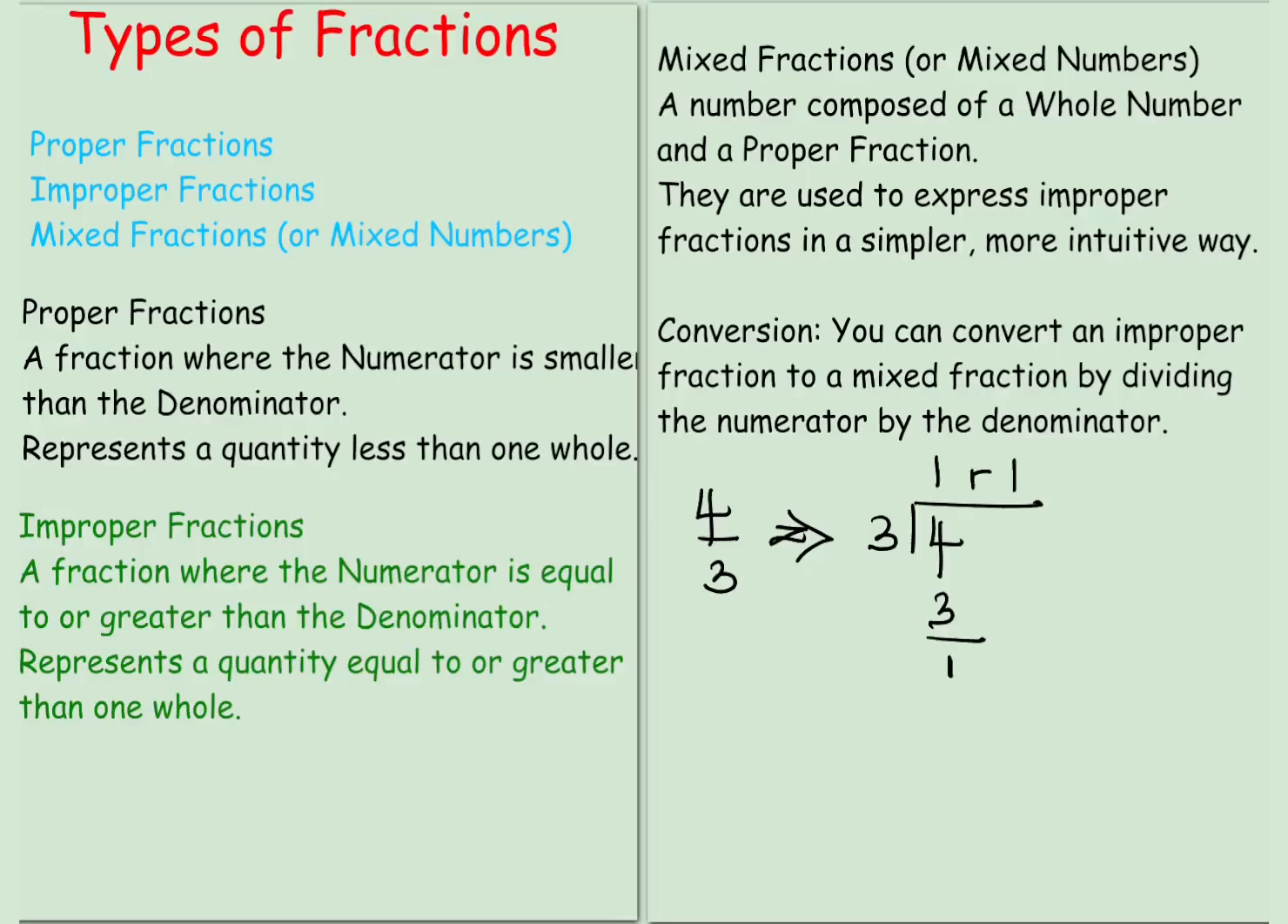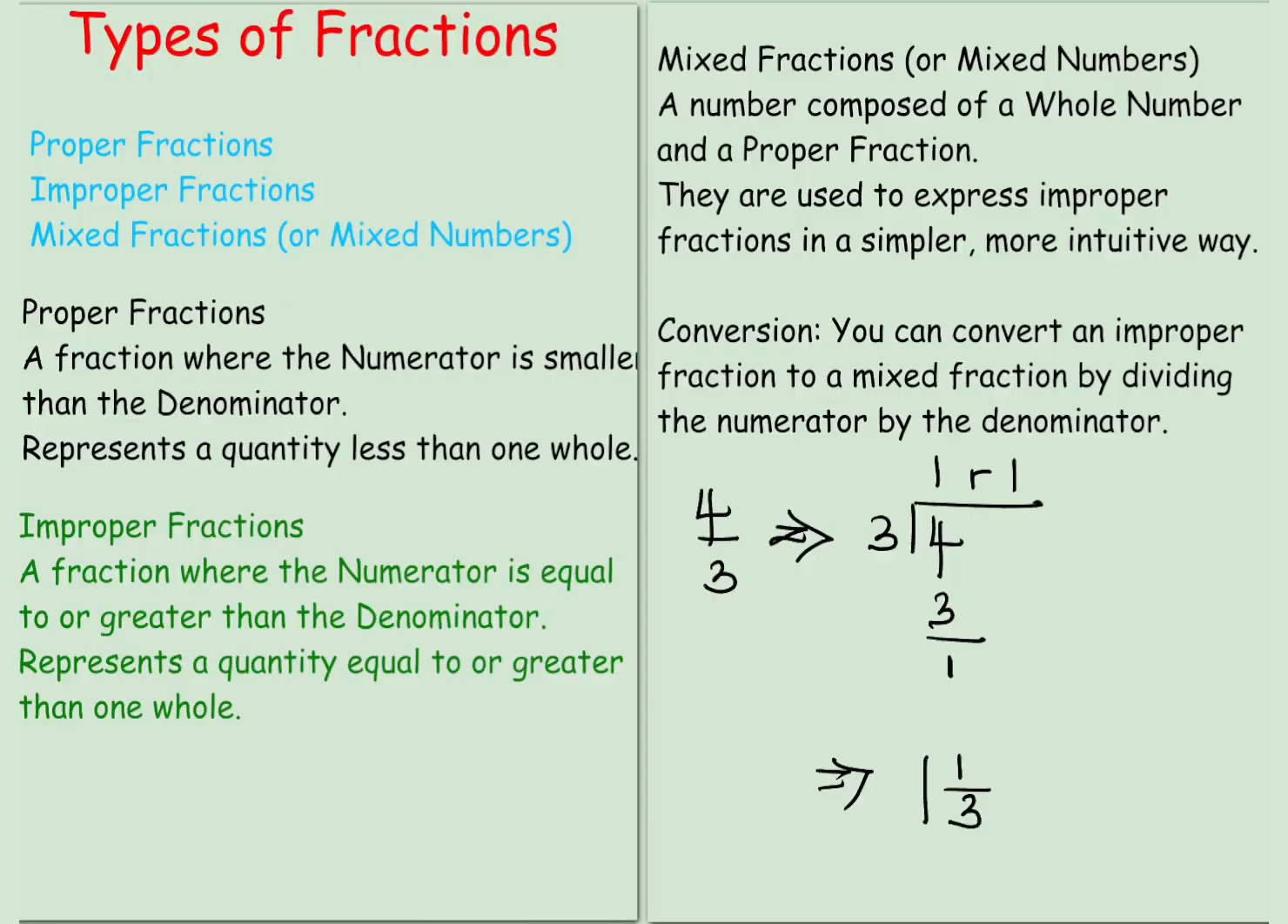If you want to write this as a mixed fraction, the whole number is 1. So it is going to give us 1 whole number, then the remainder of 1 all over this same denominator, over 3. So let me take that again.